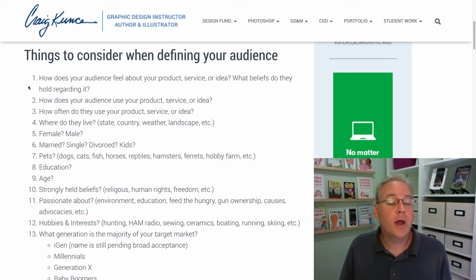So think about how your audience, back to when you define your target audience, how does your audience feel about your products, your service? What kind of beliefs do they have regarding that? Do they believe in using natural products? Do they believe in using products that recycle? Do they believe in a company that shows good stewardship toward the environment? Do they back social causes? So think about how your audience perceives your product, your service, your idea.